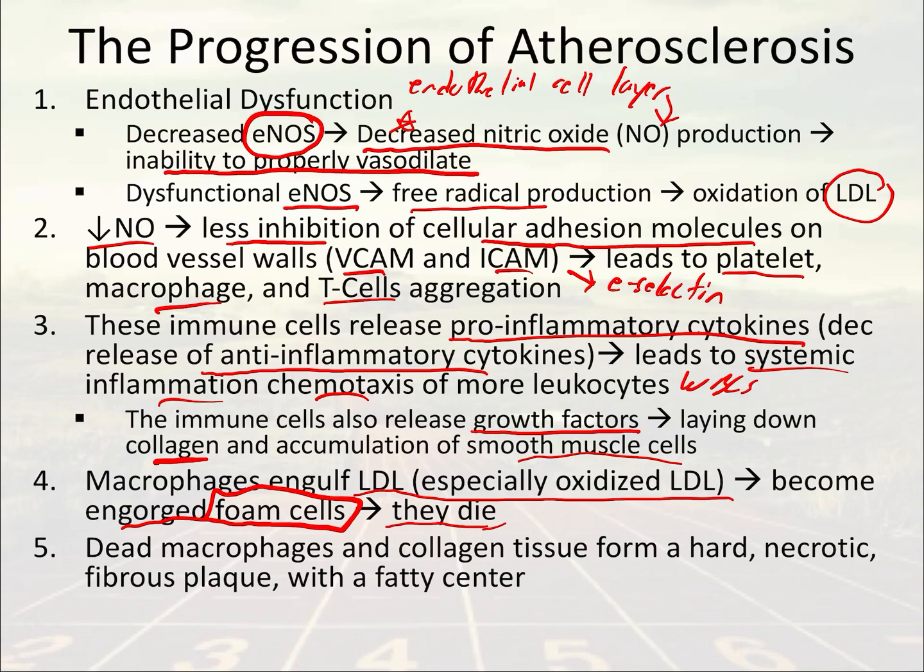So now we have part of our plaque being formed, which is made up of dead macrophages, collagen tissue, as well as those smooth muscle cells. And then we have this hard, necrotic, fibrous plaque with a bunch of fat in the center, which was that LDL. And that's really the formation of the plaque.